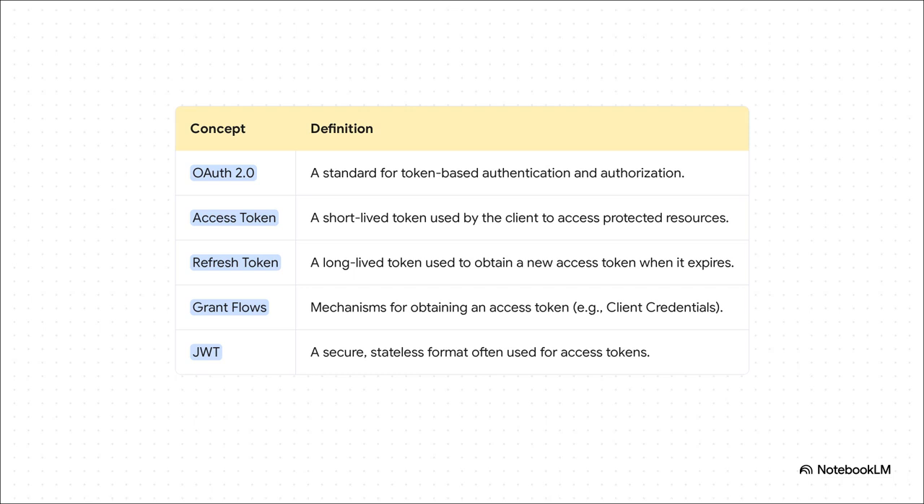Okay, so let's tie these concepts together really quickly. OAuth 2.0 is the whole system. The access token is your temporary hotel key. Grant flows are just the different ways you can ask for a key, like showing your ID versus using a mobile check-in. But pay close attention to this one, the refresh token. Think of this like your confirmed reservation number. When your temporary keycard expires, you don't have to go through the whole check-in process again. You just show your reservation and they give you a new key. In automation, this is a total game changer.